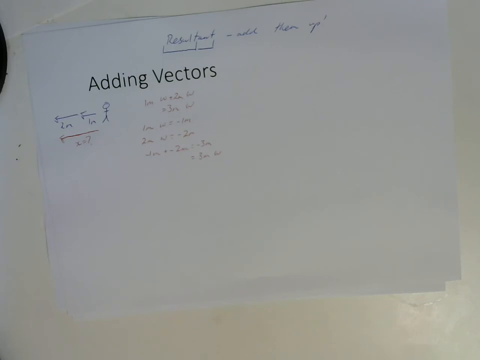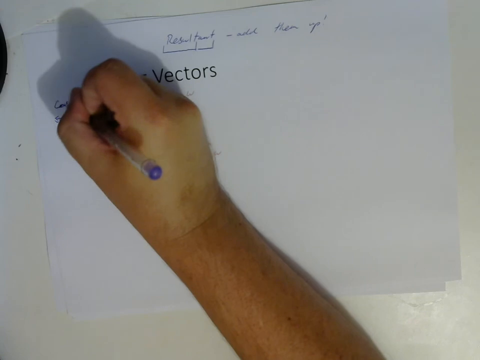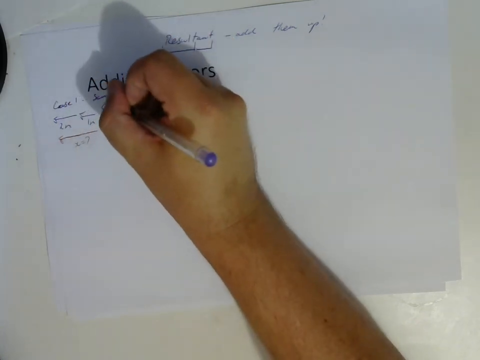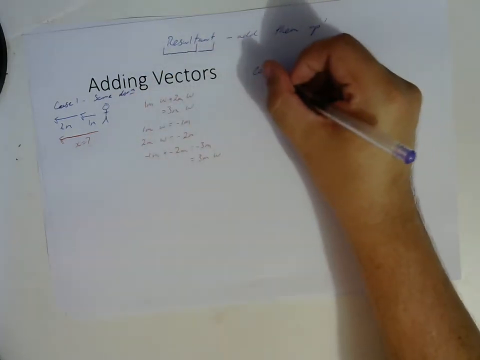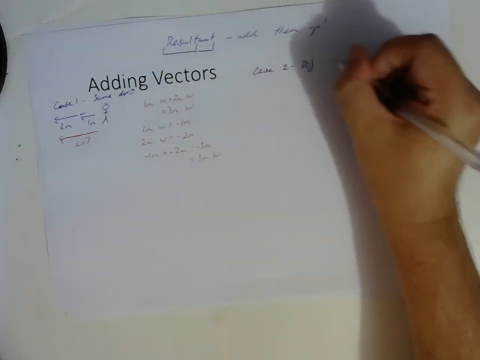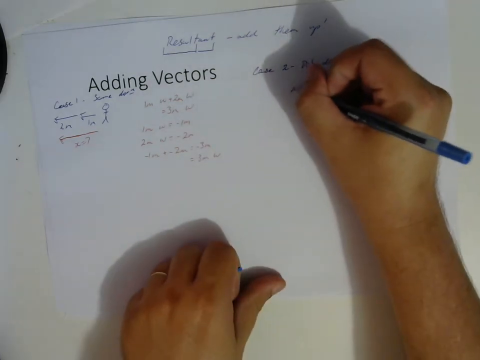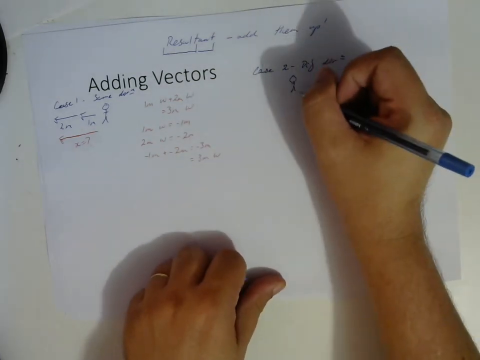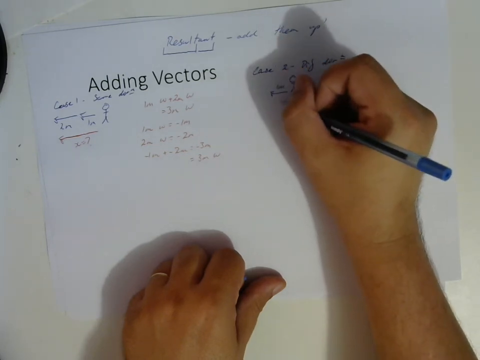Okay, so case 1, same direction. Okay, so now let's look at case 2, different direction. So, here's an example for us. Here's me. I start off by going 1 metre west, but then I go 2 metres east. So what is my resultant vector? What is my final displacement?